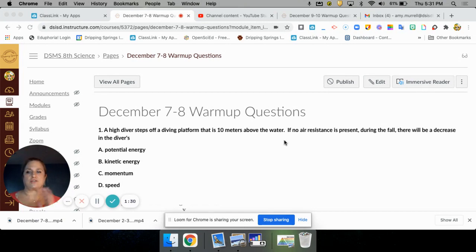So here's our question. A high diver steps off a diving platform that is 10 meters above the water. If no air resistance, so that means friction, if no air resistance is present during the fall, will there be a decrease in the diver's A, potential energy, B, kinetic energy, C, momentum, or D, speed?